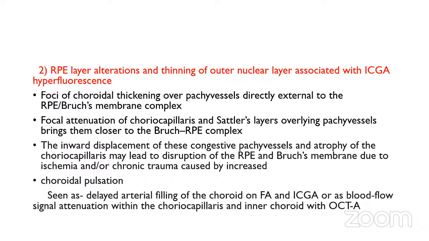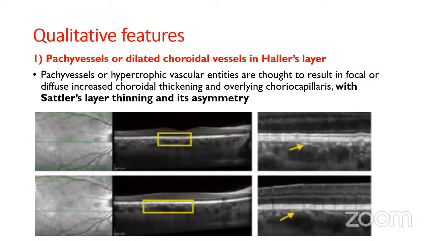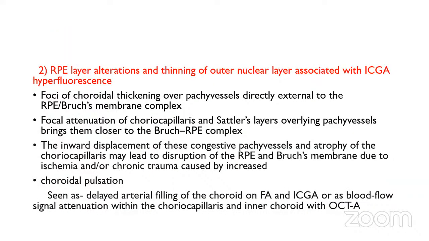Sir, in the previous slide, can you point out where exactly we have to look for these? Sir, this is the outer Haller's layer. This is the Sattler's layer which is thinned out. And here there are pachy vessels just underneath the Bruch's membrane. So they are dilated, and there is a slight inward displacement which is seen here. At the yellow arrow, there is an inward bulge. Okay, that inward bulge is important.